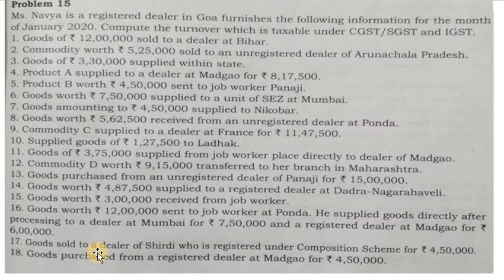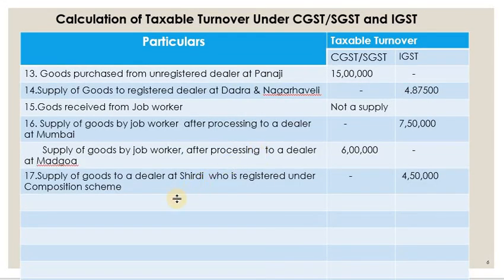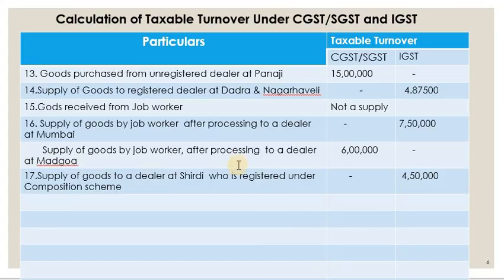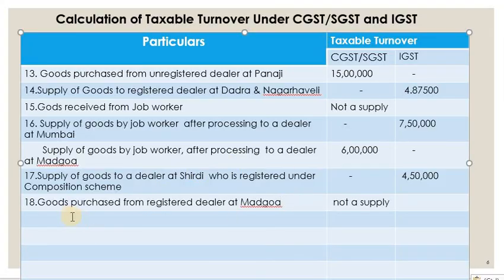Supply means when you make a sale, an exchange, a gift, whatever. Here it is a purchase. You are purchasing from somebody else, so you don't have to pay tax; because you are purchasing from a registered dealer, he will pay the tax. So it is not a supply. Let's write that. Sorry, let's come back. So I have written goods purchased from registered dealer at Madgaon, not a supply. Okay, I think that's all.